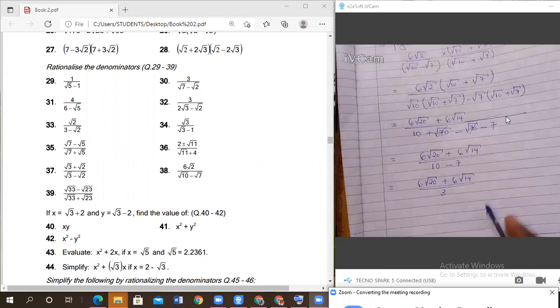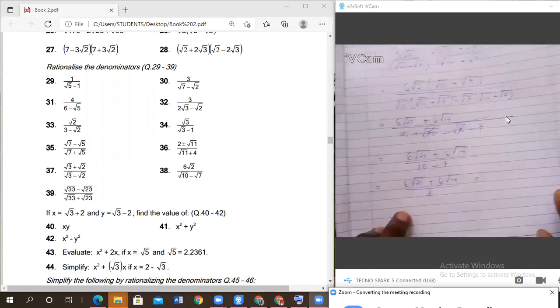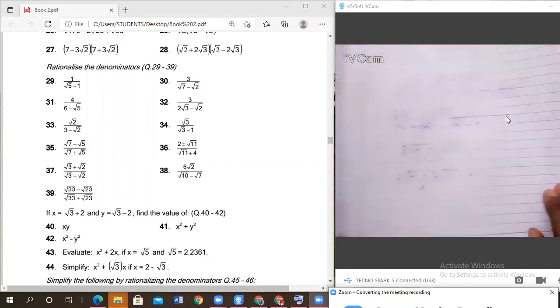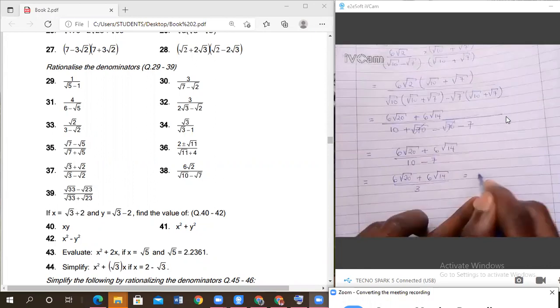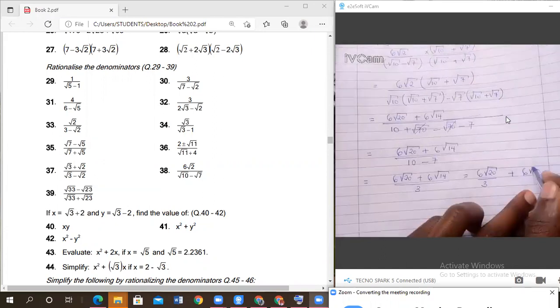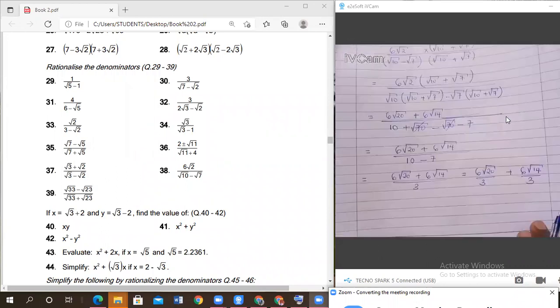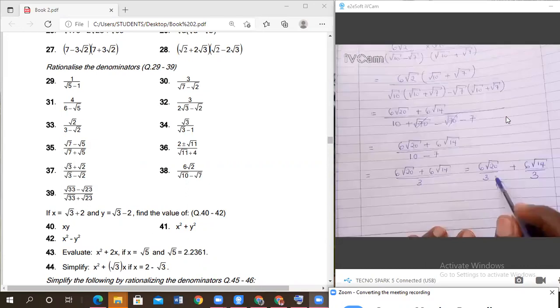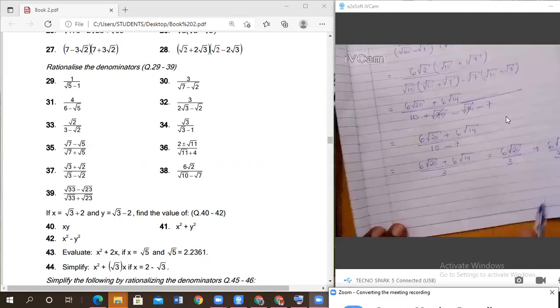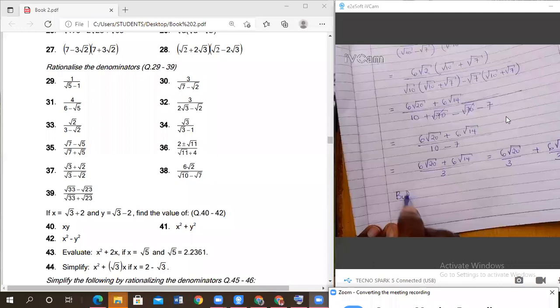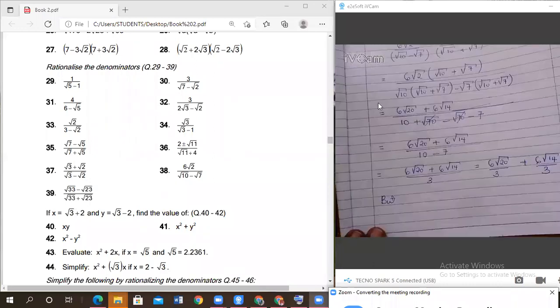3. So what do we do? We distribute the LCM. So when we distribute, we shall have 6√20 over 3 plus 6√14 over 3. But now, members, √20 can still be simplified. √20 can be simplified further, not so?